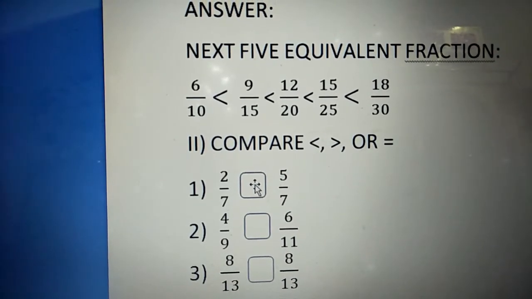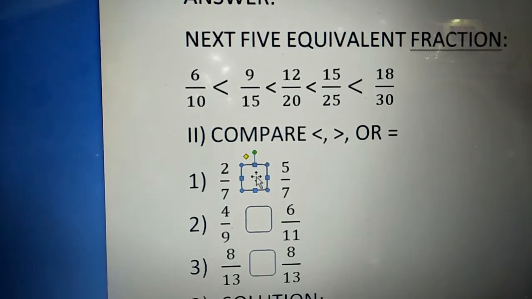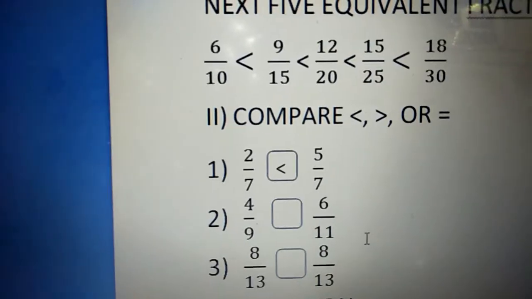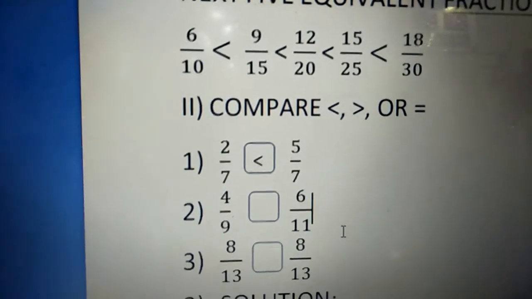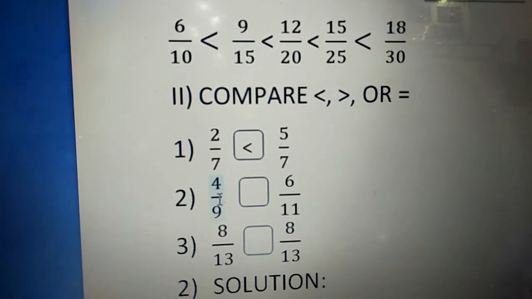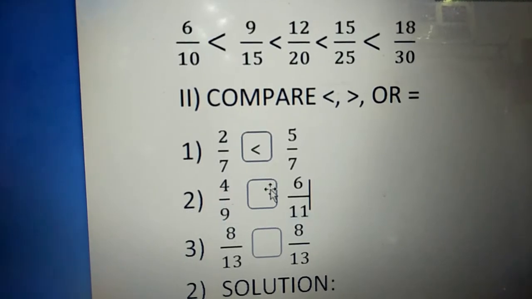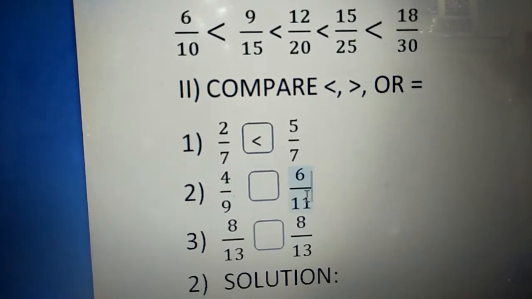So which symbol do you have to put here, children? Yes, children, 2 by 7 is less than 5 by 7. Our next problem, 4 divided by 9 and 6 divided by 11.